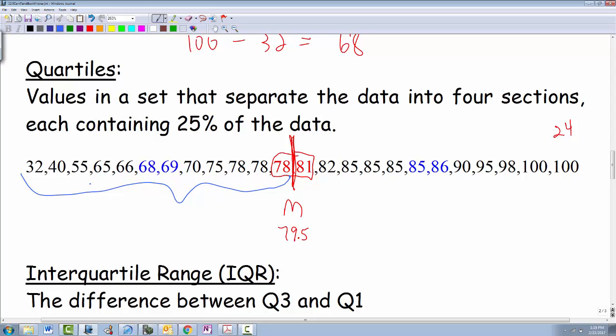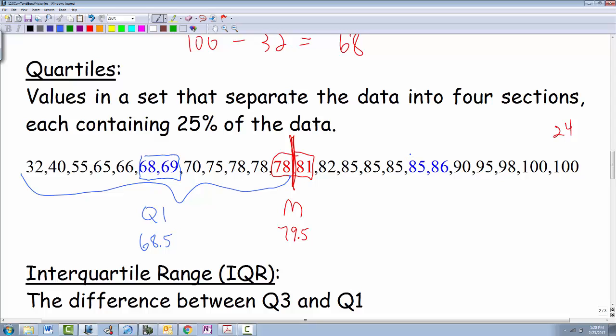Now, we have 12 numbers here. Of these 12 numbers, the 6th and the 7th number are in the median position for the first 12 numbers. That is going to be called Q1, the median of the first half of the data.